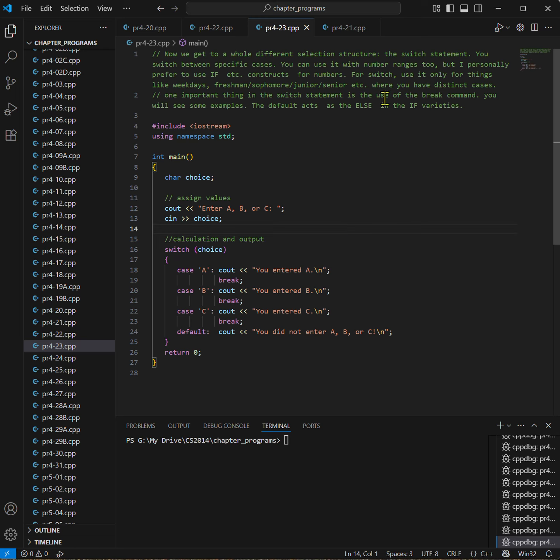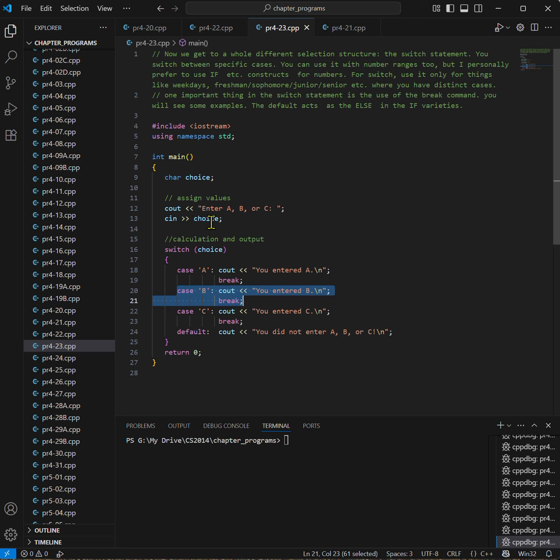Use a switch only for things like weekdays, Monday, Tuesday, Wednesday, Thursday, Friday, Saturday, Sunday, things like freshman, sophomore, junior, etc., where you have distinct cases. Now, one thing that you have to be aware of is that it's important to use a break statement over here, because that stops executing when you're done with a specific case. If you don't use it, you could cause yourself some problems, but we'll look at that in other programs.